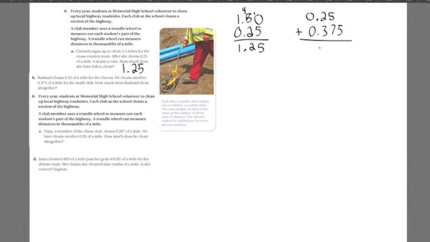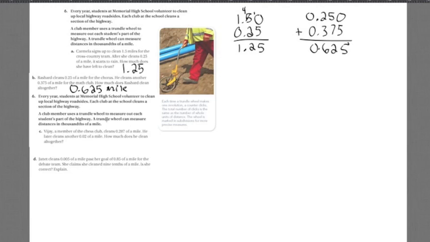Decimals lined up. Bring the decimal down. Put a 0 there. Make it look nice. 5 plus 0 is 5. 5 plus 7 is 12. Carry the 1. This gives me 6. And that gives me 0. So the answer to B is that he has cleaned so far 625 thousandths of a mile. Or you could say that's 5/8 of a mile.